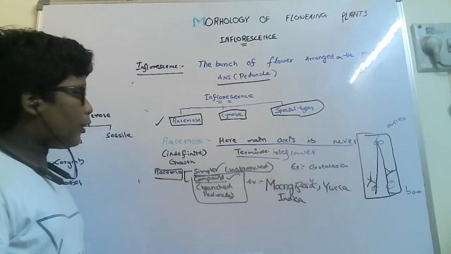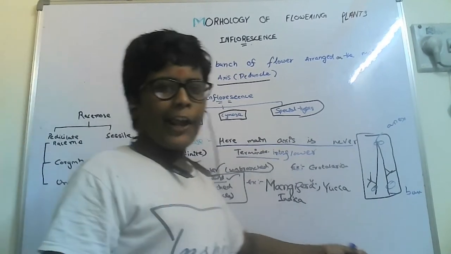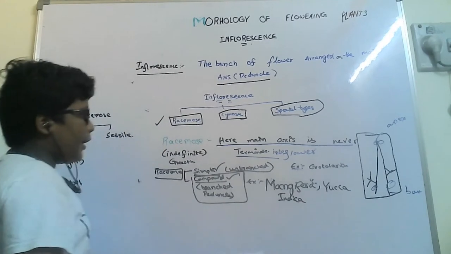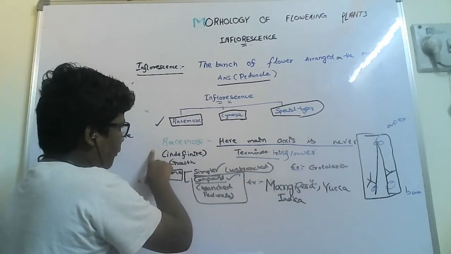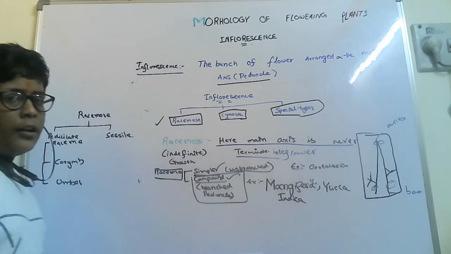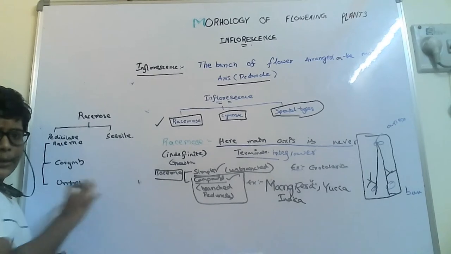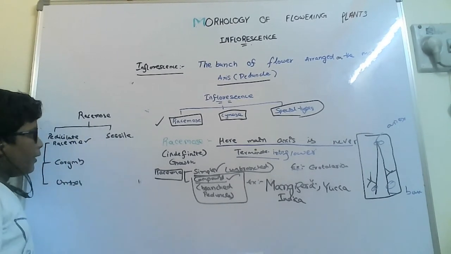Unbranched means simple raceme, and branched means compound raceme. For simple raceme, an example is Crotalaria. For compound raceme, there are Mangifera indica and yucca. We have a diagram of the compound raceme. Okay, in pedicellate, we completed raceme.